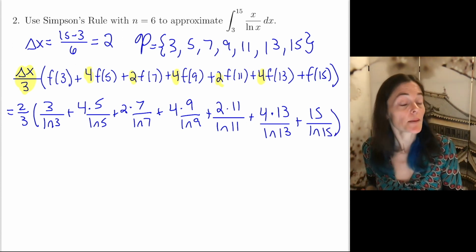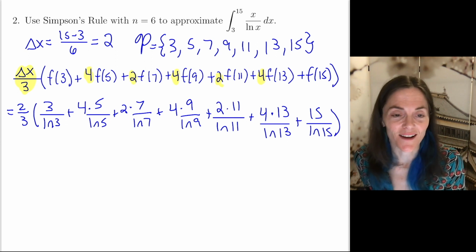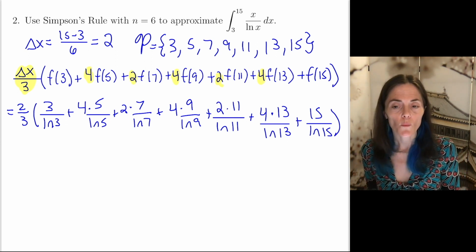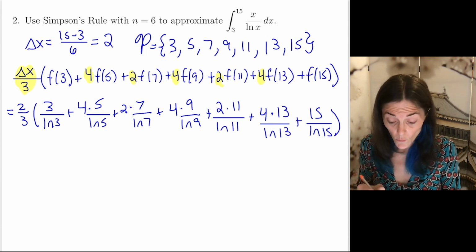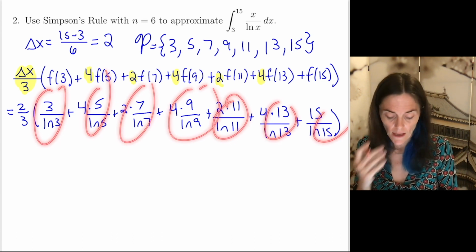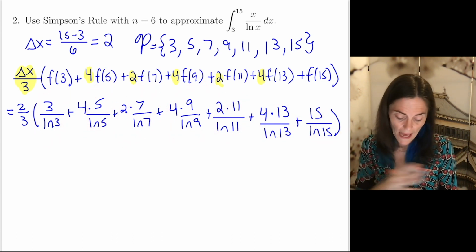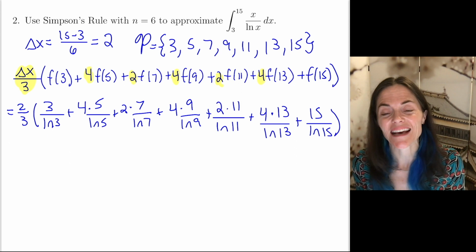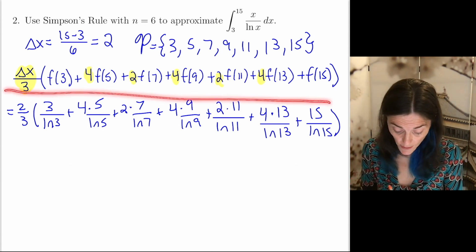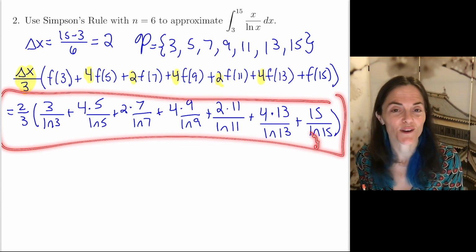Okay, typically, and read the directions on your quiz, but typically we would round to say 4 decimal places. But one thing I mentioned in this class, you do not want to start rounding each one of these separately and then add them all up and round, because that will cause rounding errors. What you want to do is enter this entire line into your calculator.